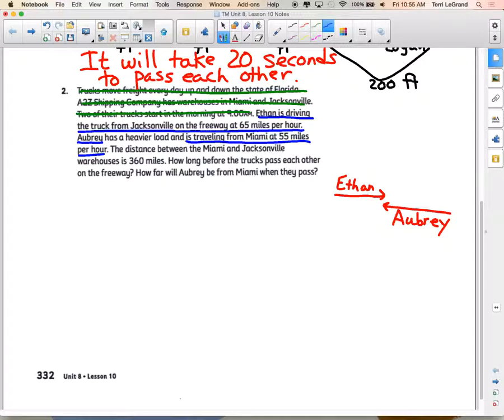The distance between Miami and Jacksonville warehouses, and circle. Cross that out? You don't think that's important? And circle 360. Oh, so you think what's important in that is the 360 miles. Okay, but I think it's kind of important to say that that distance between them is 360 miles, because that kind of shows a total, doesn't it? So we're going to come down here right now, and we're going to say, you know what? They're 360 miles apart from each other at the beginning.